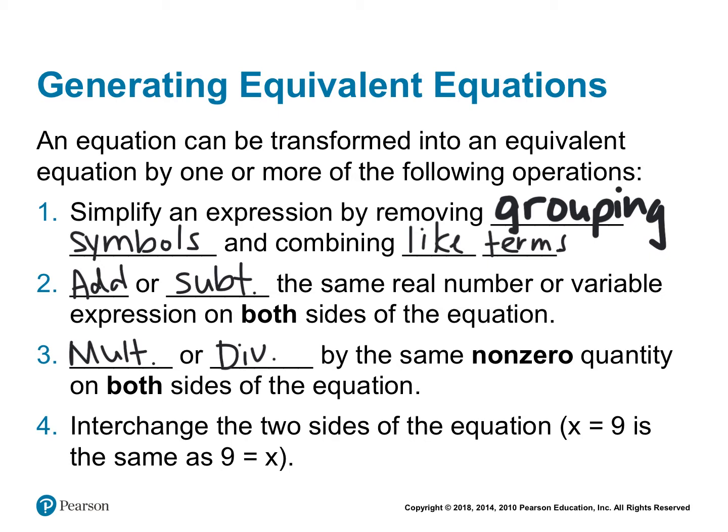And then step 4 is you can interchange the two sides of the equation. So what that means is if you have x equals 9, that would be the same as 9 equals x. So if you like the x to be on a particular side, you just rearrange the whole equation.